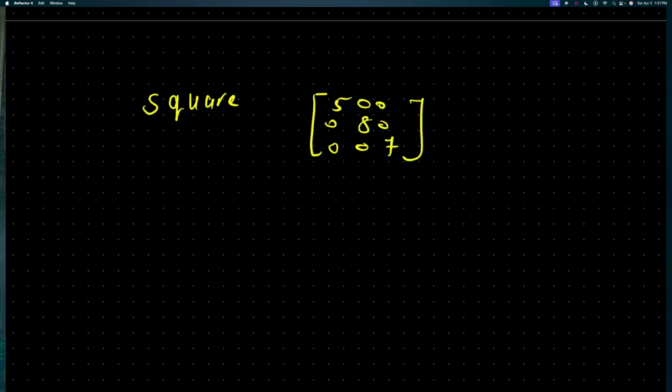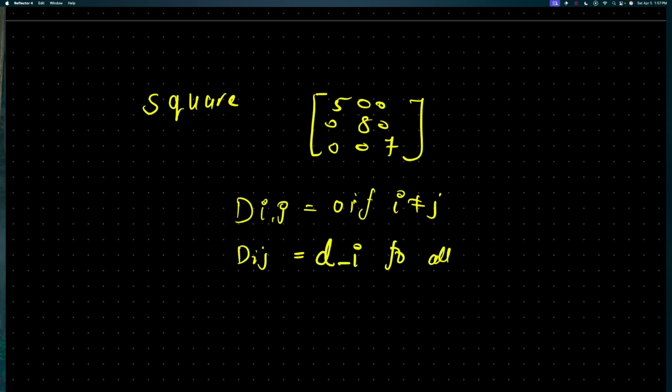More formally, d_ij equals 0 if i is not equal to j, and d_ij equals d_i for all i. What is this d_i? This d_i is this part, so this is a vector here. Notice how simple yet powerful the structure is. We can completely represent the entire matrix with just a single vector, this part.